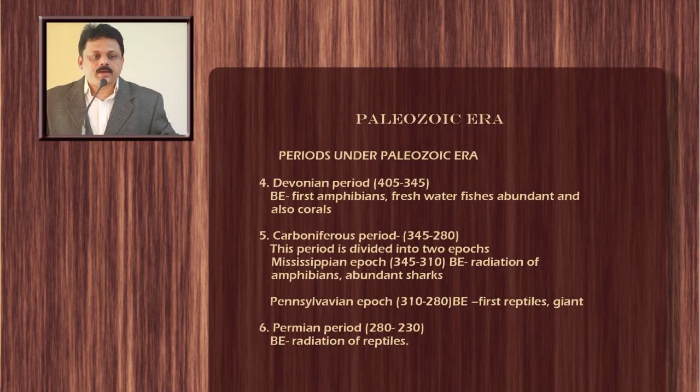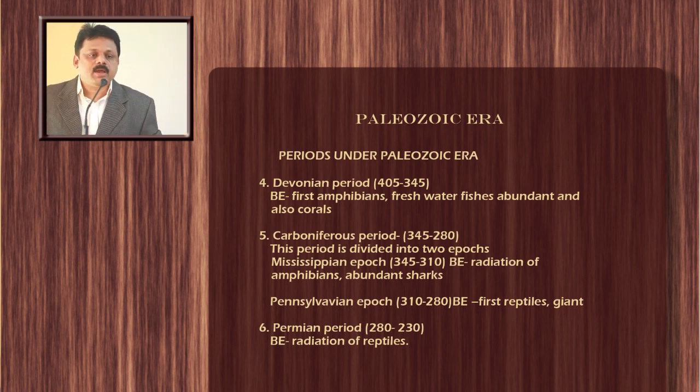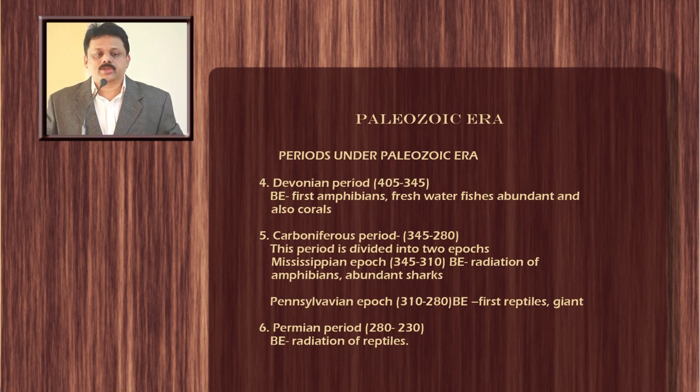The fourth period of the Paleozoic era is referred to as the Devonian period, and the Devonian period is from 405 to 345 million years before present. The major biological event that took place during the Devonian period of the Paleozoic era is the presence of the first amphibians. It also saw the abundance of freshwater fishes and also the corals. So these were the major biological events that took place during the Devonian period of the Paleozoic era.